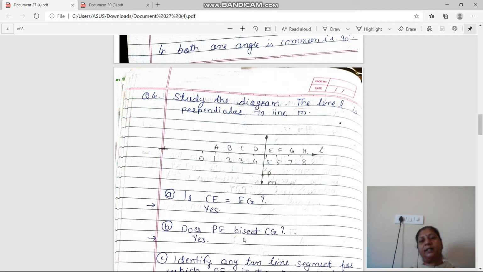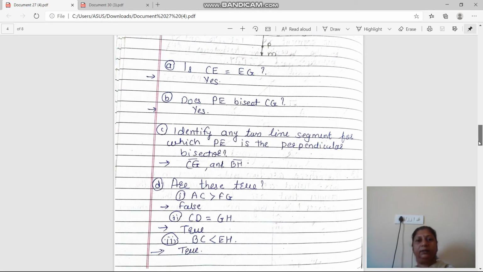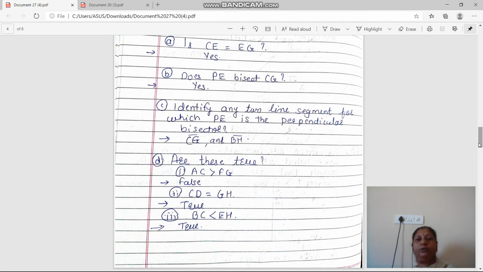Does PE bisect CG? See, where is PE? This is PE, and CG, C and G. We see that CE is equal to EG, right? So yes, it bisects CG. Now see, identify any line segment for which PE is the perpendicular bisector, that is CG and BH.